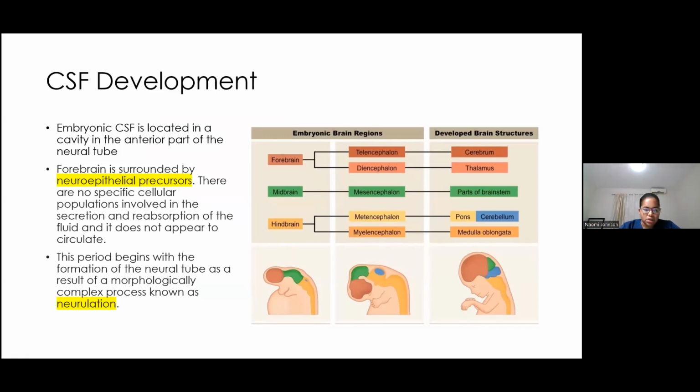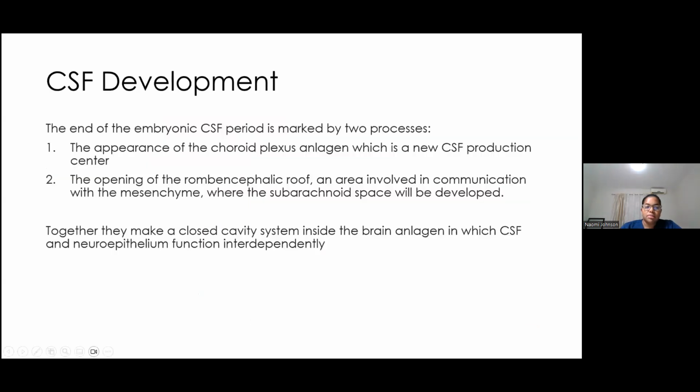The process of neurulation starts, which is basically the neural plate forms the ectoderm and the neural tube, which then form the brain and spinal cord. The end of the embryonic CSF period is marked by two processes. The first is the appearance of the choroid plexus, which is now the center of CSF production, and the opening of the rhombencephalic roof, where the subarachnoid space would be developed. Together, they make a closed cavity system where the CSF and the neuroepithelium can function interdependently.